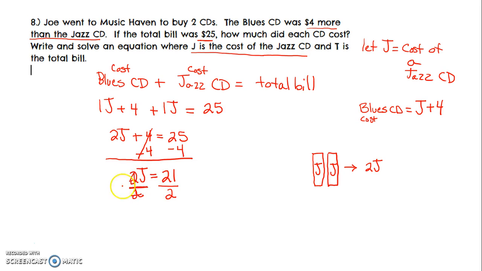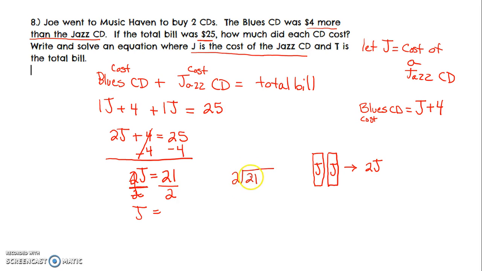So what am I left with on this side? The cost of 1 jazz CD. So over here, I have to do 21 divided by 2, because in terms of the cost of a jazz CD, they're going to want to know in terms of money, and fractions are not going to be how we represent money. So this is 21 divided by 2. So we need to do 2 into 21.